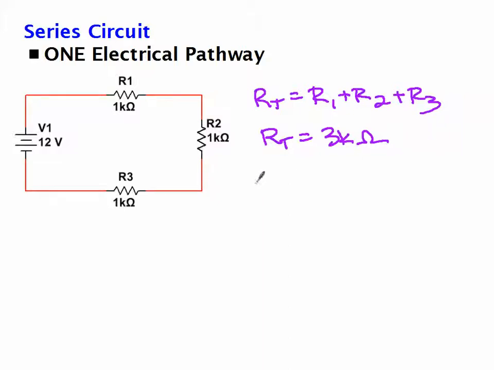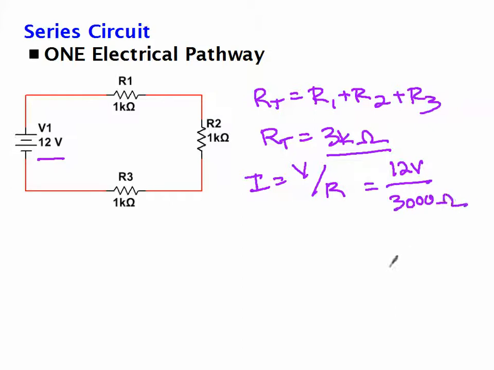Now you'll recall from Ohm's law we can calculate I equals V divided by R. And since the total voltage is 12 volts and the total resistance is 3,000 ohms, the total current is simply 12 volts divided by 3,000 ohms. If you do the math, that works out to 0.004 amps. And again, moving the decimal to put it in proper engineering notation gives you 4 milliamps.